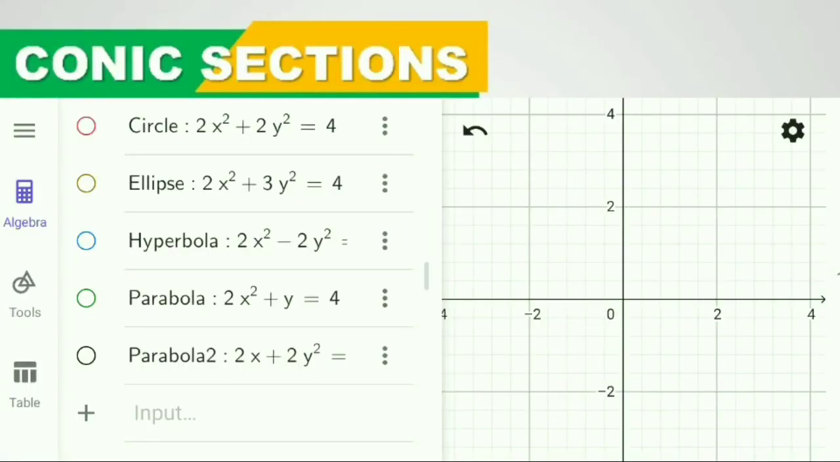Hi guys, in this video, let me explain to you how to easily recognize the equations of the four conic sections, which are the circle, ellipse, hyperbola, and parabola, using this graphing calculator.